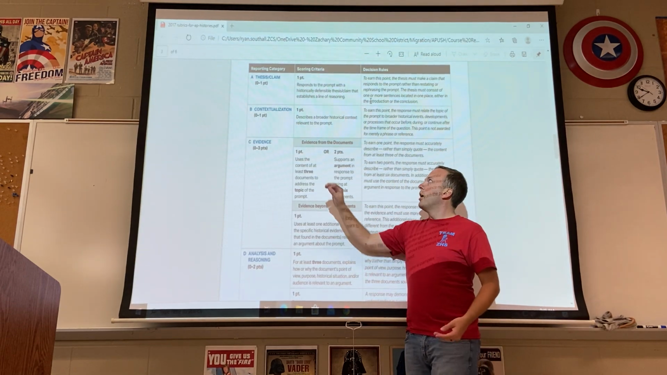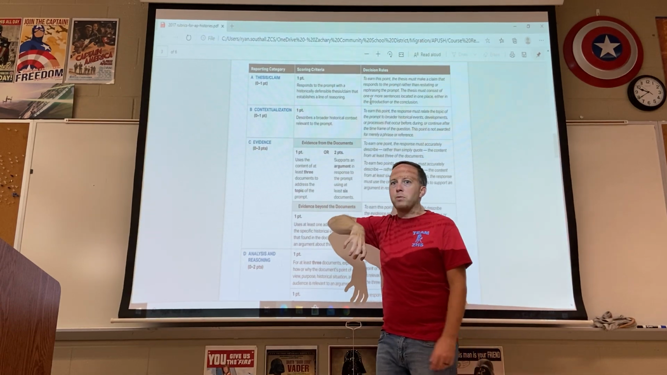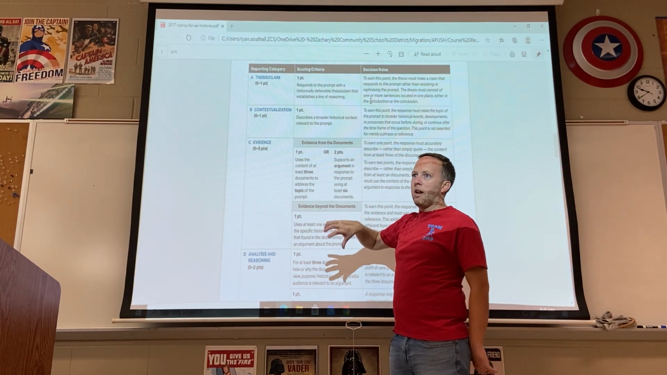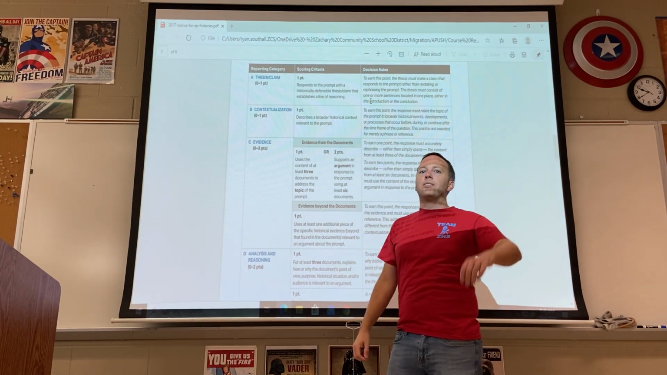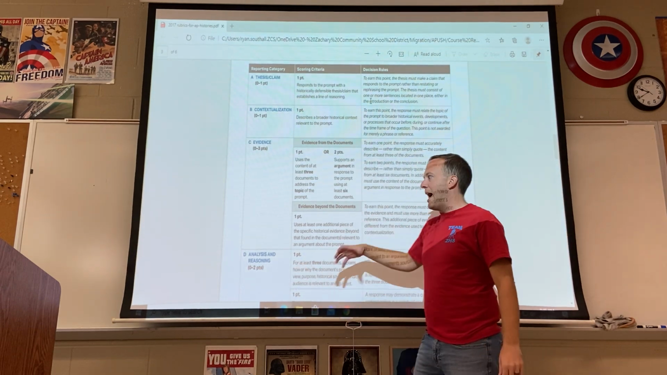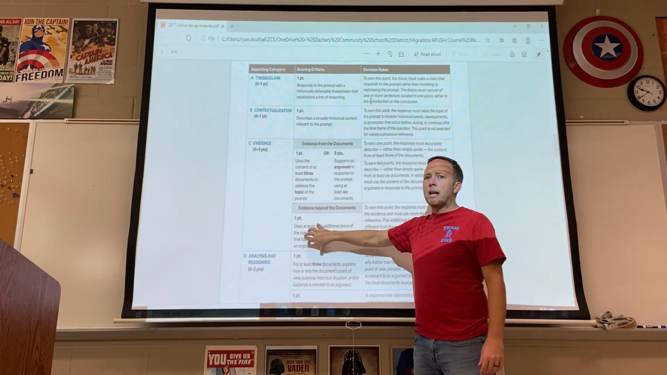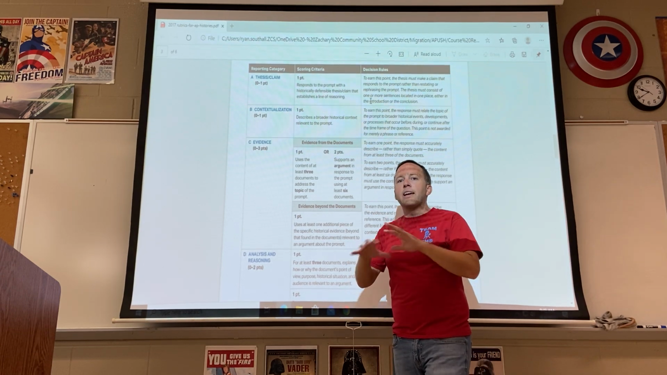The reason why I want contextualization in your introduction paragraph and not in your body paragraphs is because you can't get credit for outside evidence and contextualization together. So you want contextualization to be separate in the intro paragraph, and then you want to give an outside example in the body paragraphs. My advice to you is don't be vague in your explanation.